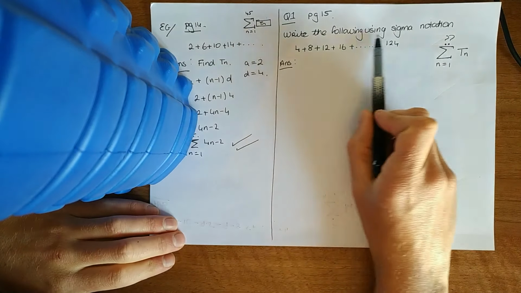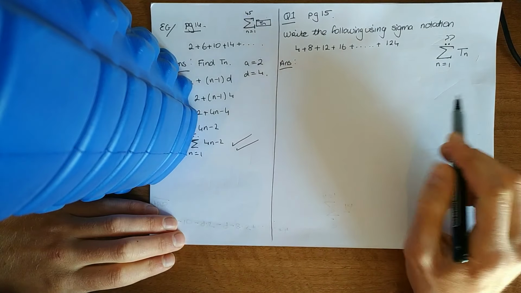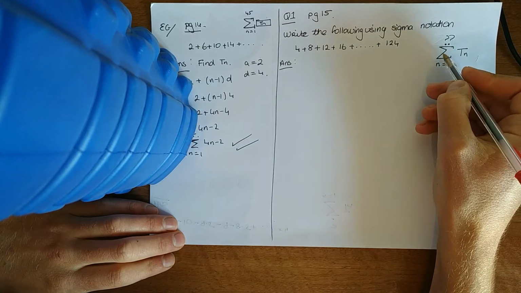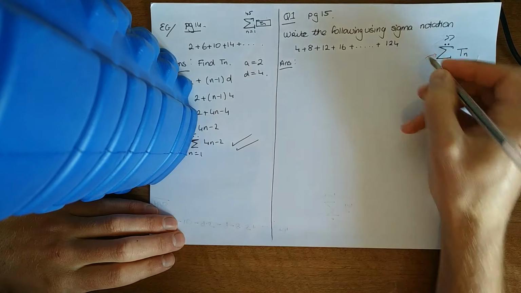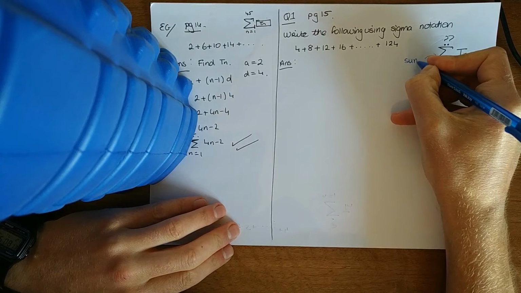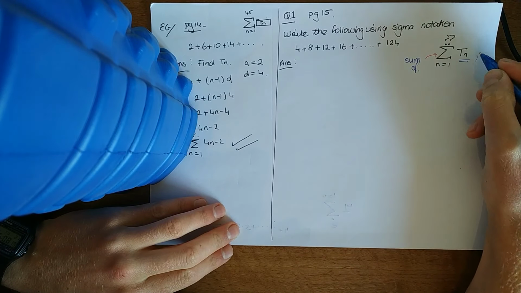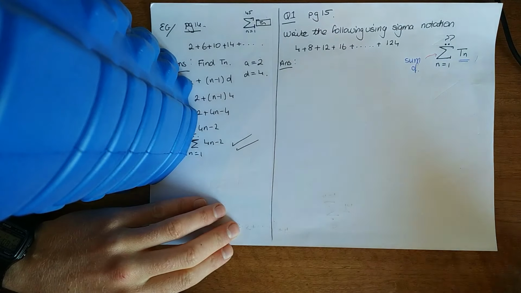So what's this? Write the following using sigma notation. Sigma notation is just in this form. Again, that big letter there, sigma, just means sum of, and therefore we must get Tn. Tn meaning the linear or arithmetic sequence.